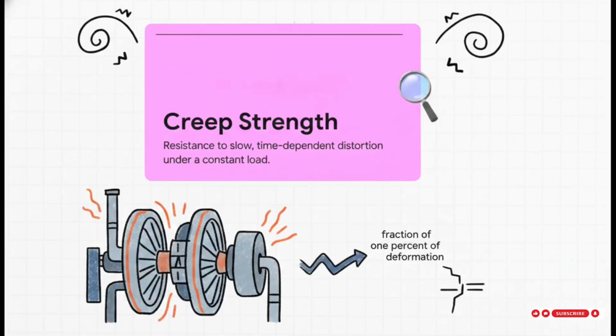And finally, there's creep strength. Creep is the slow, time-dependent distortion of a material under a constant load, especially at really high temperatures. Our sources give a great example for this. Imagine a steam turbine operating over 100,000 hours. Design engineers must choose working stresses so that the creep remains within a tolerable limit. We're talking maybe just a fraction of 1% of deformation over an entire decade. Because if your creep strength is too low, the equipment will eventually distort beyond repair and totally fracture.